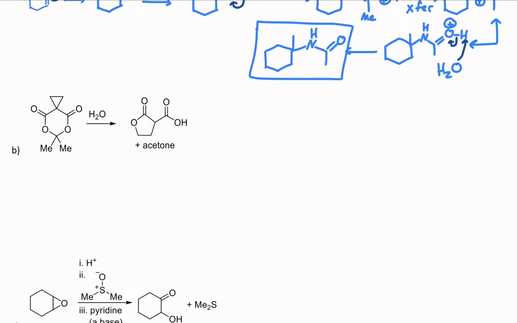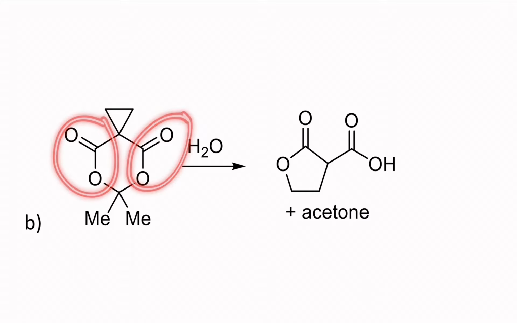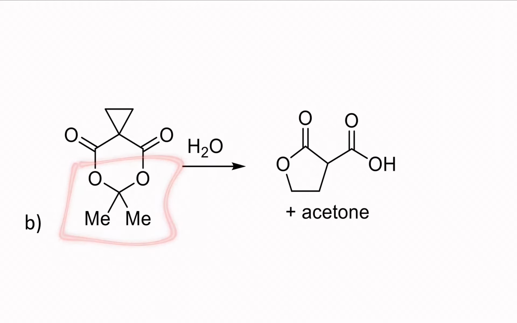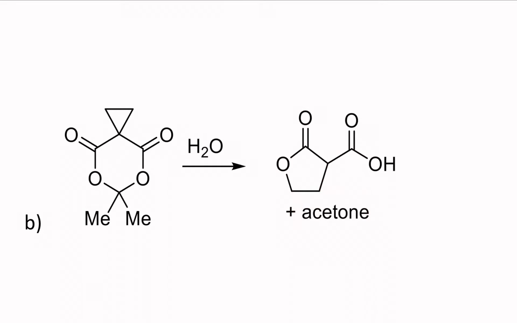Let's try another one. This next one is a very bizarre looking functional group. We've got what looks sort of like an ester and another ester. There's also the appearance of a ketal. I feel like this has some ketal chemistry related to it. It's going to turn into a lactone and a carboxylic acid and an equivalent of acetone.